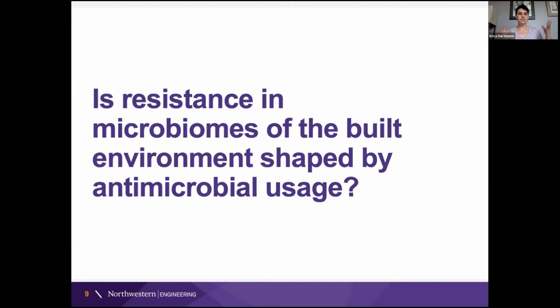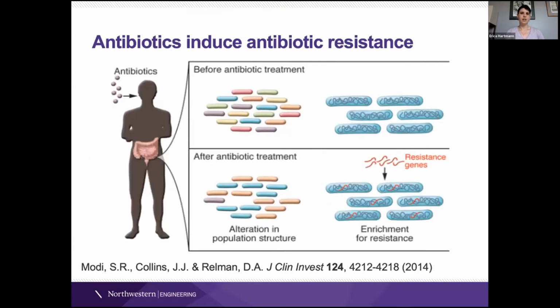So if what I just presented is the case, one might ask the question, is resistance in microbiomes of the built environment actually shaped by antimicrobial usage? This is a great hypothesis. Is it actually happening? And since we've been using antimicrobials for many decades now, it's a question that we can start to answer. And we have evidence of this from other scenarios.